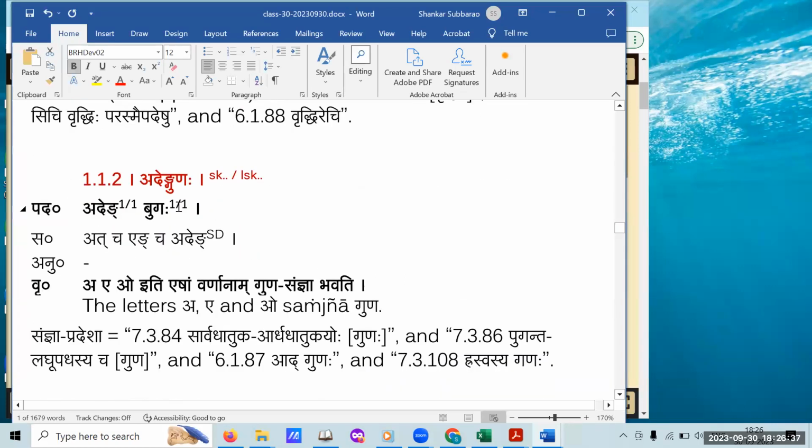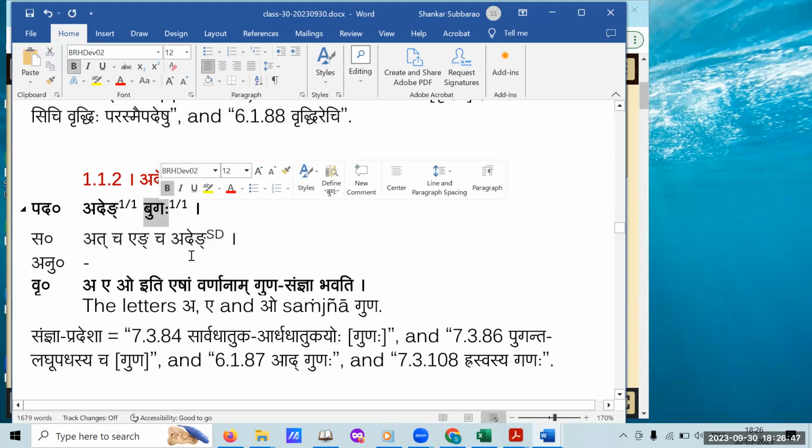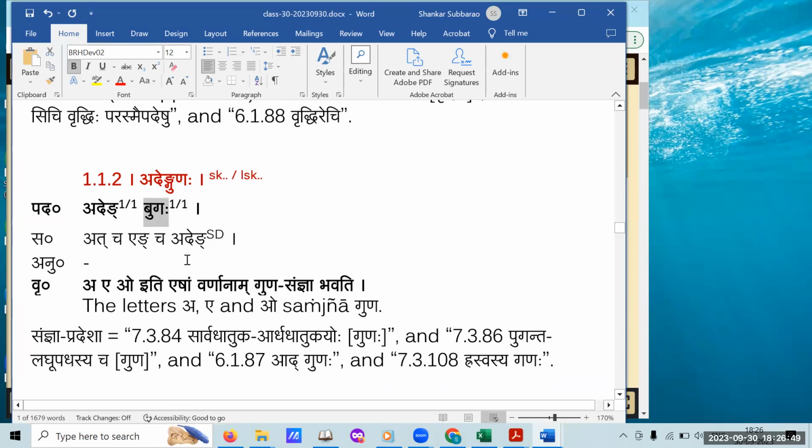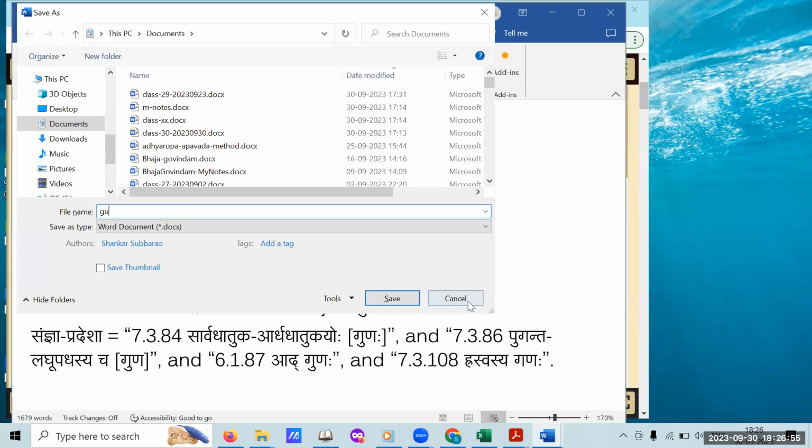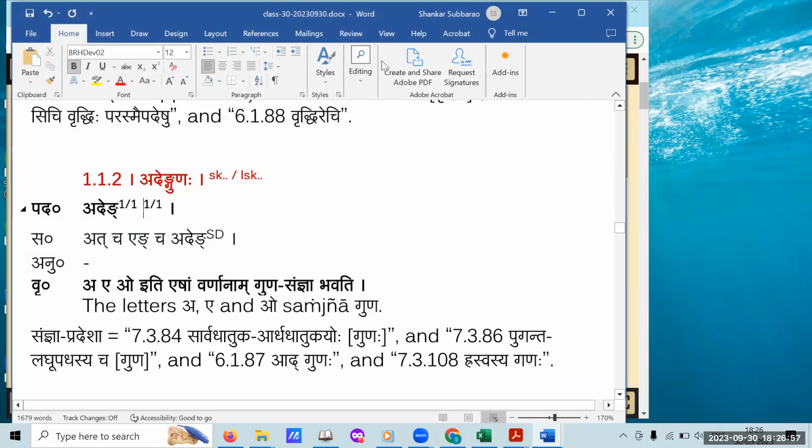Similarly, the letters A, E, and O will get the sanya Gunaha. There's some problem here, okay? This is not Bugaha, it should be Gunaha. I didn't check all this. So it should say Gunaha. Forget it, I'll fix this later. If it's more convenient, I can show it to you on Ashtadhyayi. That may be easier for you to see immediately.